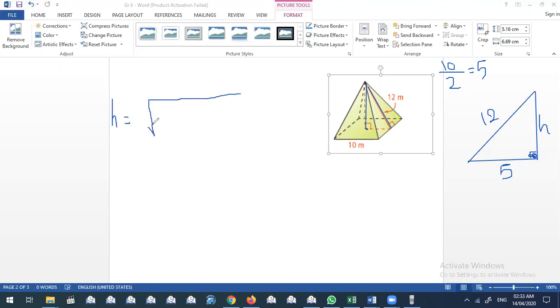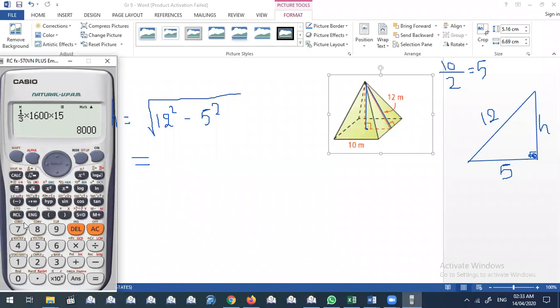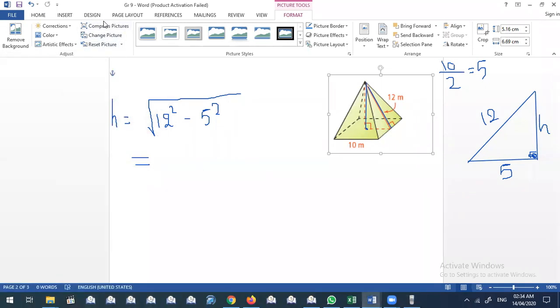Square root of 12 power 2 minus 5 power 2. It will be like that. Use the calculator: square root of 12 power 2 minus 5 power 2 is square root 119, keep it. Now we have h.